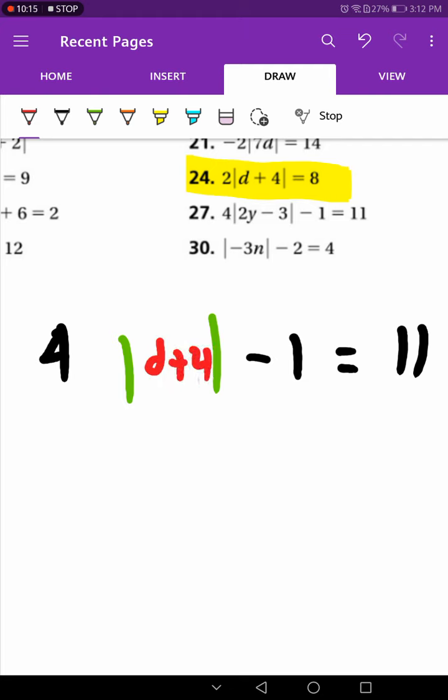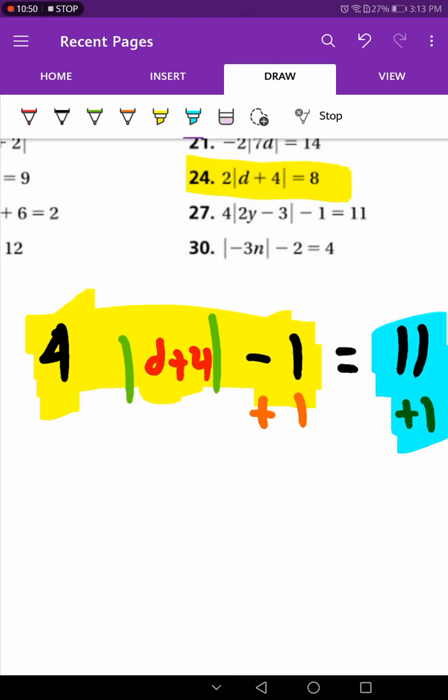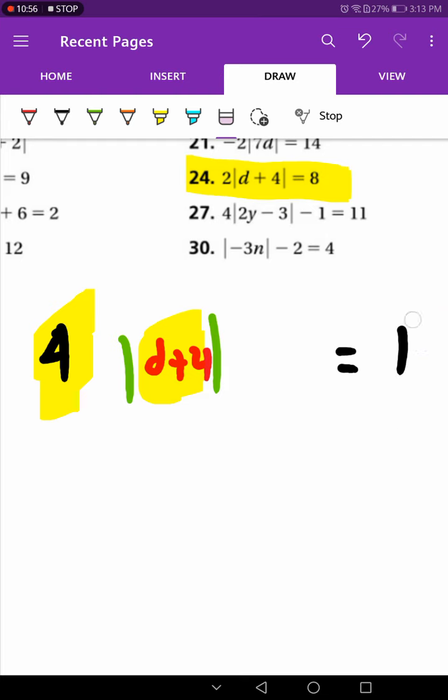So my objective is to make the d alone, and the d is locked inside the absolute value, and I have to eliminate everything around it, which is the -1 and the 4. I start every time with the positive and negative here, by eliminating the -1: plus 1 both sides. What I do on the left, I do on the right. Actually, this is the left side, don't confuse, and this is the right side. So this ends, and 11 plus 1 equals 12. Great.